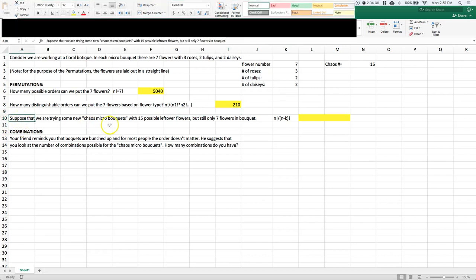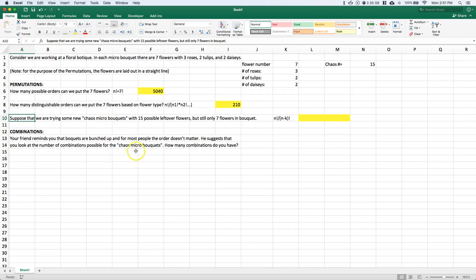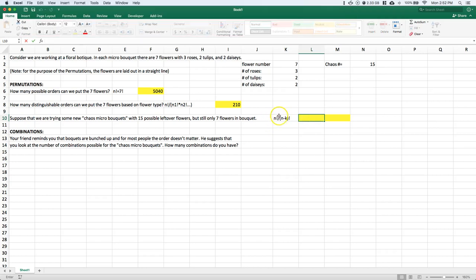Now suppose we are making what we call our chaos micro bouquets. These are the ones you make at the end of the day with your leftover flowers. So we've got 15 possible leftover flowers, I don't know what they are, but we've got only seven flowers in a bouquet. We want to know how many different orders we could get from these 15 leftover flowers, and assume that all those leftover flowers are unique. So we could use this equation, n factorial divided by n minus k factorial. This is our permutations, where we have a total number of options, this time 15, and we select them seven at a time.